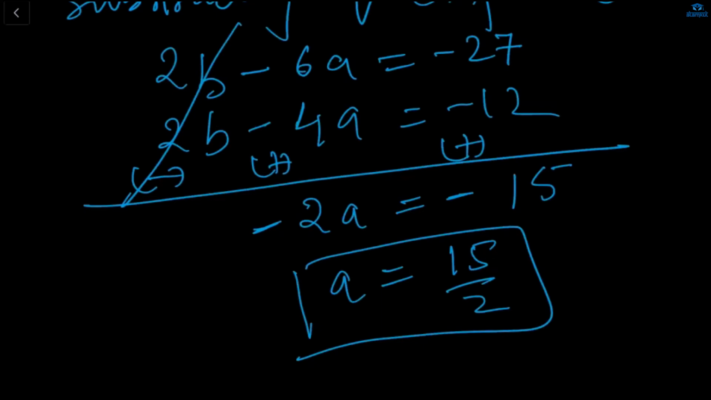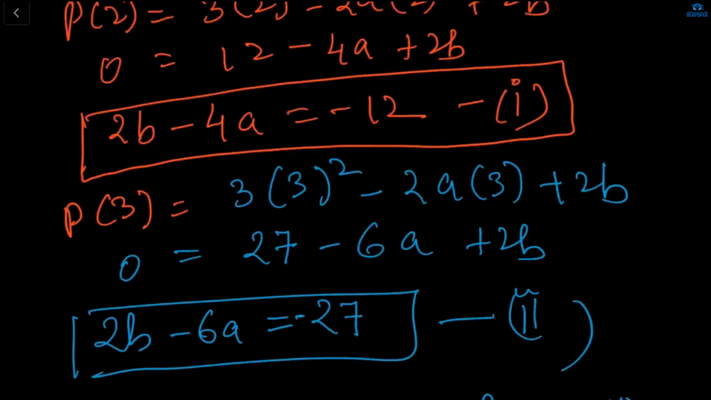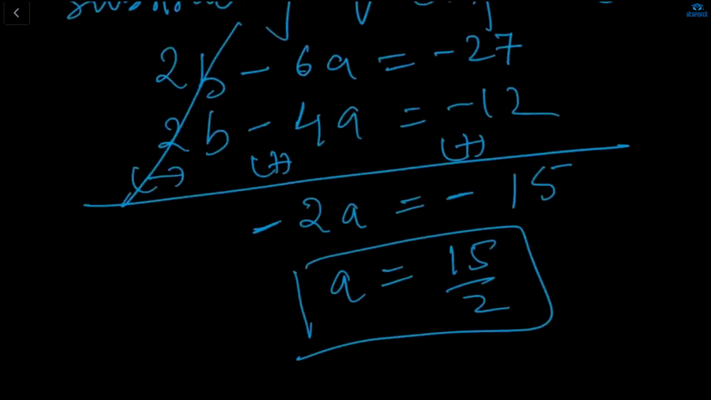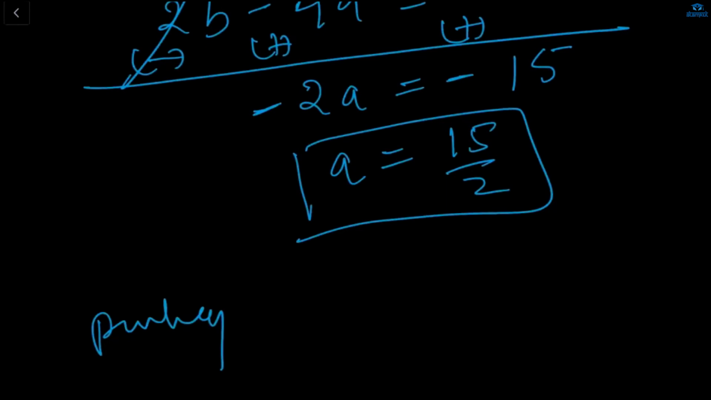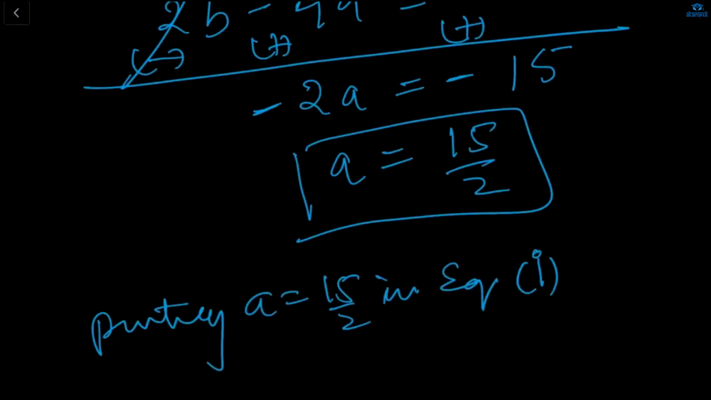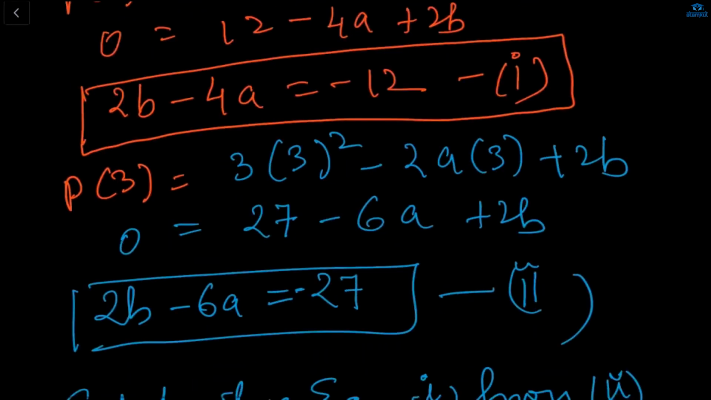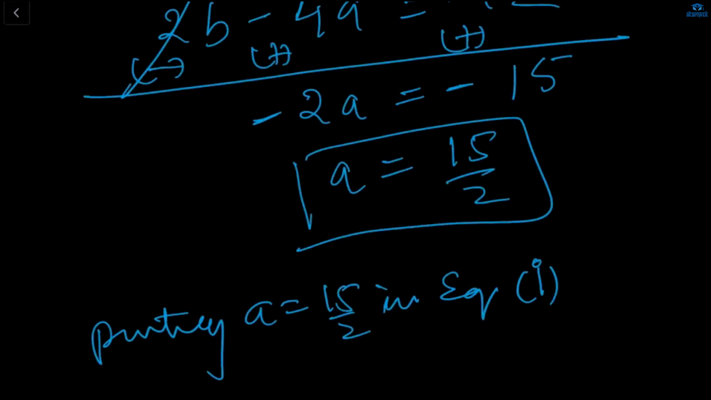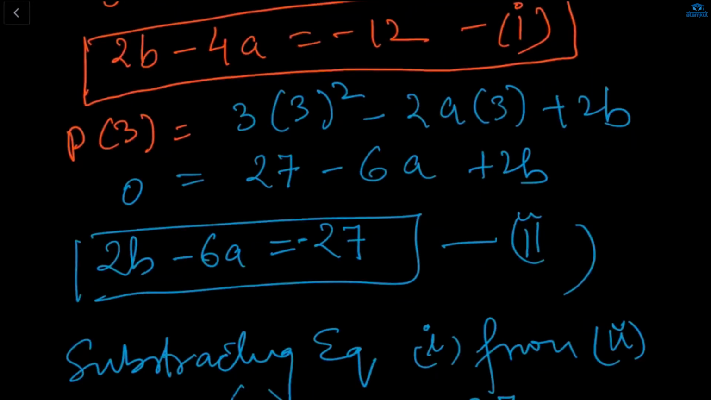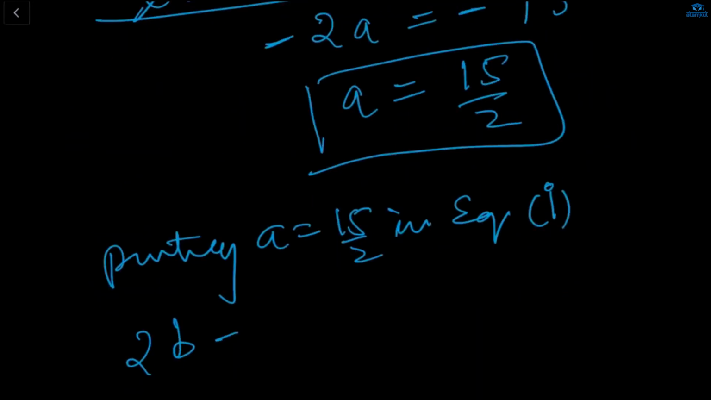Now the value of b you have to find. Now it is minus 15 divided by minus 4, which is 15 divided by 4. Then you have the equation. Sorry, putting a is equal to 15 by 2 in equation first. So equation first is what? Ma'am, we need to put in that 2b. Then you have the equation you can put 2b minus 4a is equal to minus 12.